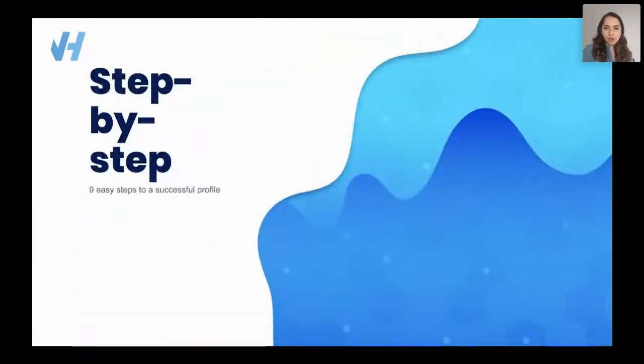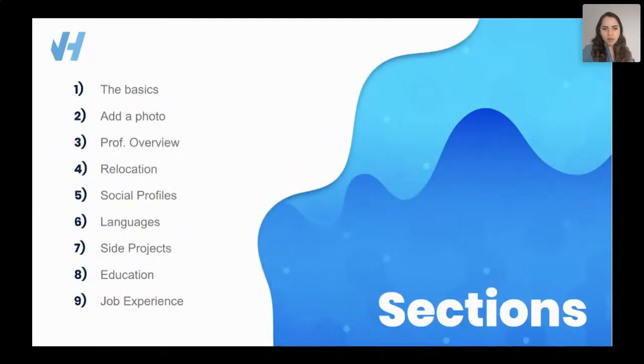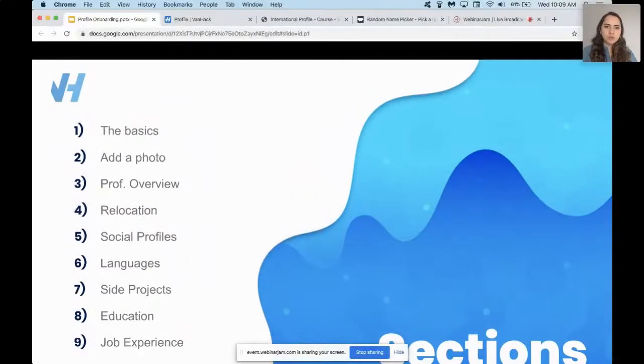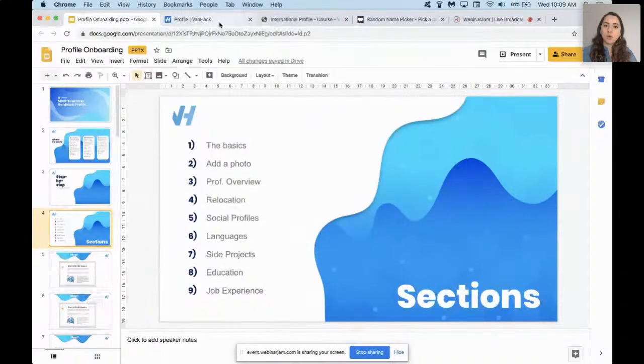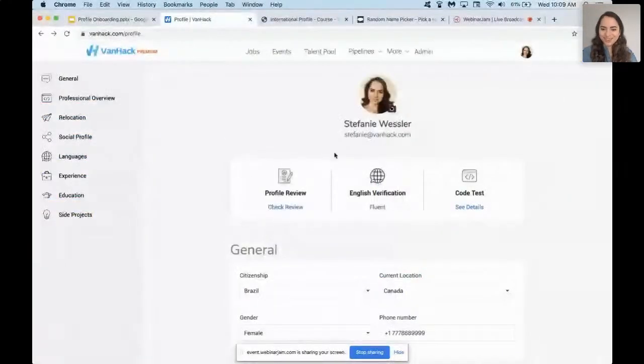So we're going to go through a step-by-step process now. These are the sections of the profile, okay? We have the basics, we have the photo, professional overview, relocation, social profile, languages, side projects, education, and job experience. So what I'll do is I'll share my own profile here. Guys, this is pretty much all fake information, okay?